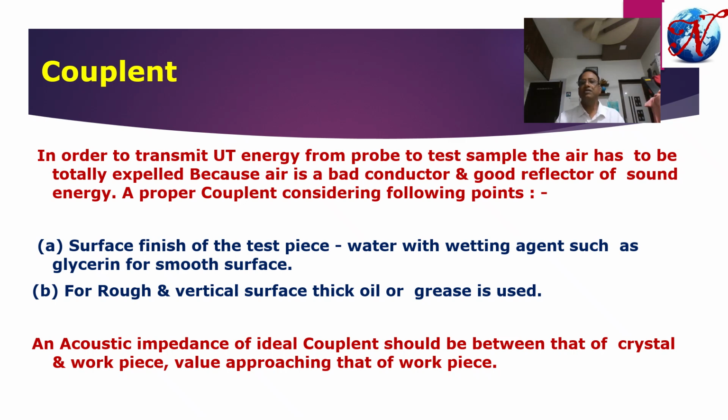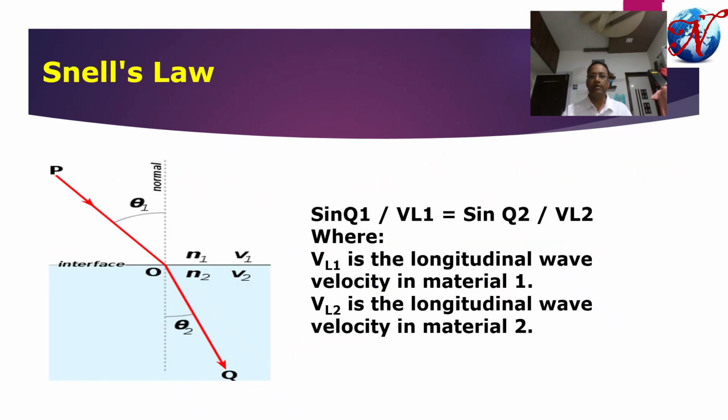A couplant is a specific type of liquid or medium which has acoustic impedance values in between those of the workpiece and the piezoelectric crystal contained in the ultrasound-producing probes. So materials like wetting agents, glycerin, or some thick oil like motor oil or grease are introduced between the probe and the workpiece, such that the maximum amount of sound can be transmitted into our inspection.